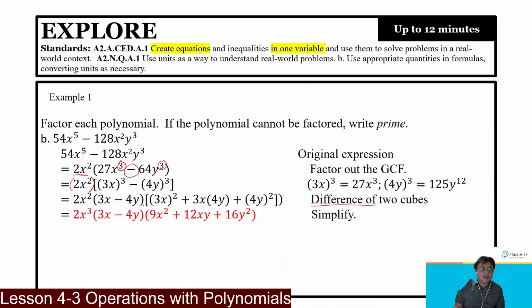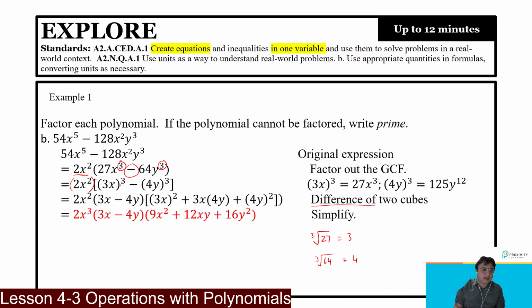Is there a cube root of 27 and 64 that I can use? Yes. The cube root of 27 is 3 and the cube root of 64 is 4. So that means that 27x cubed can be written as (3x) cubed, and 64y cubed can be written as (4y) cubed.